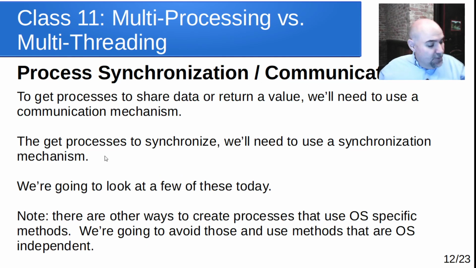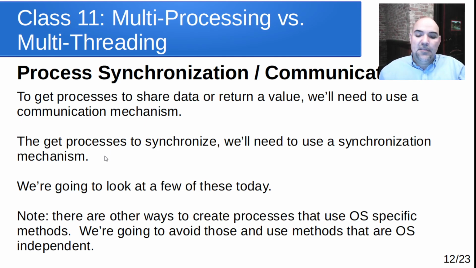Now, that means we have to use some kind of synchronization or communication mechanism to get those processes to share things or communicate with each other. All right, so to get them to do that, we need to use some sort of mechanism to share data or return a value. If we want to synchronize between them, we need to use a synchronization mechanism. So we're going to look at a few of those today.